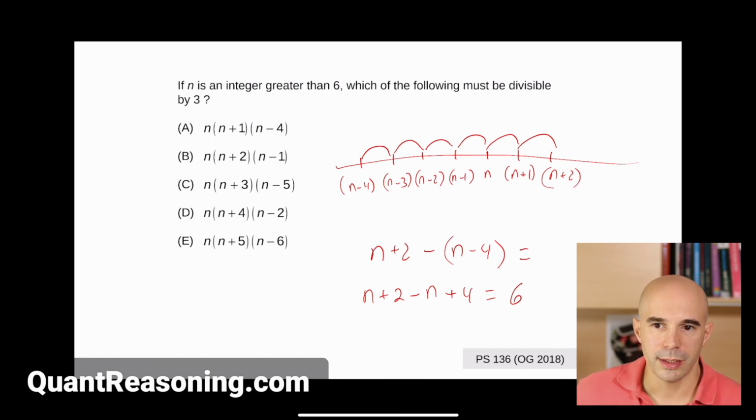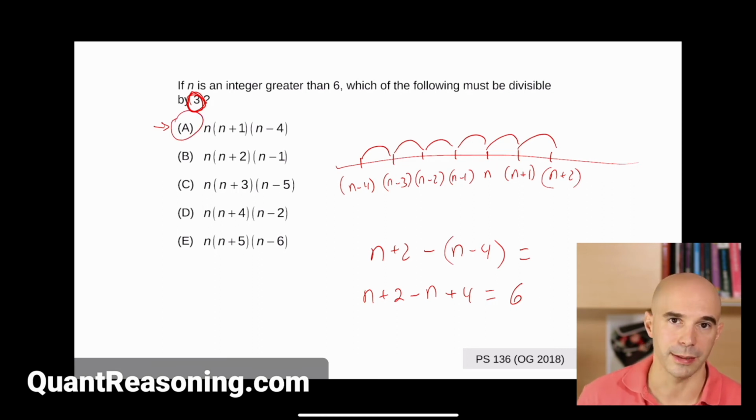So because the distance between n minus 4 and n plus 2 is a multiple of 3, and 3 is that all-important number in this question because that's the divisor that we're dealing with, it turns out that n minus 4 and n plus 2 came from the same camp. So back to that bucket analogy, now I know for answer choice A, I do have one bead from each bucket, and that's why it's the correct answer.